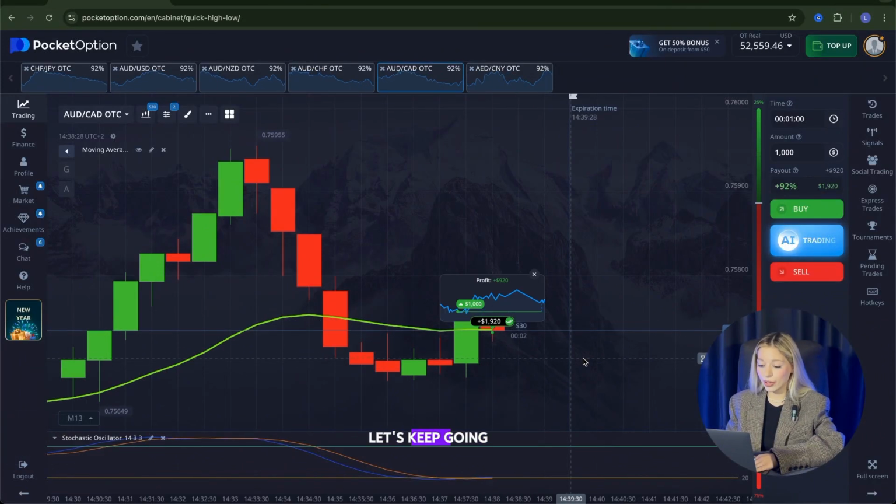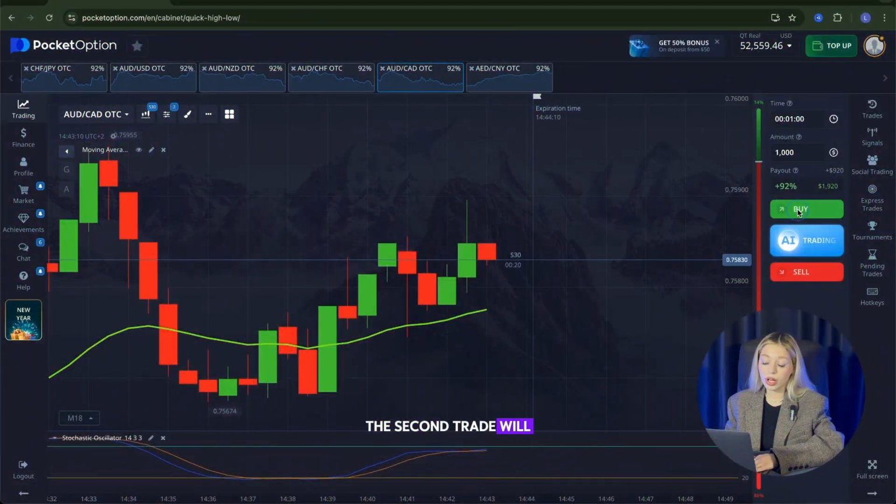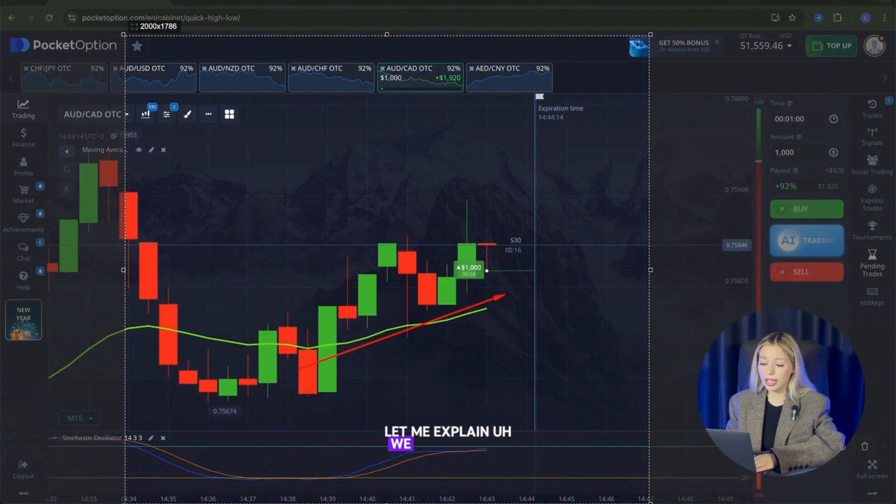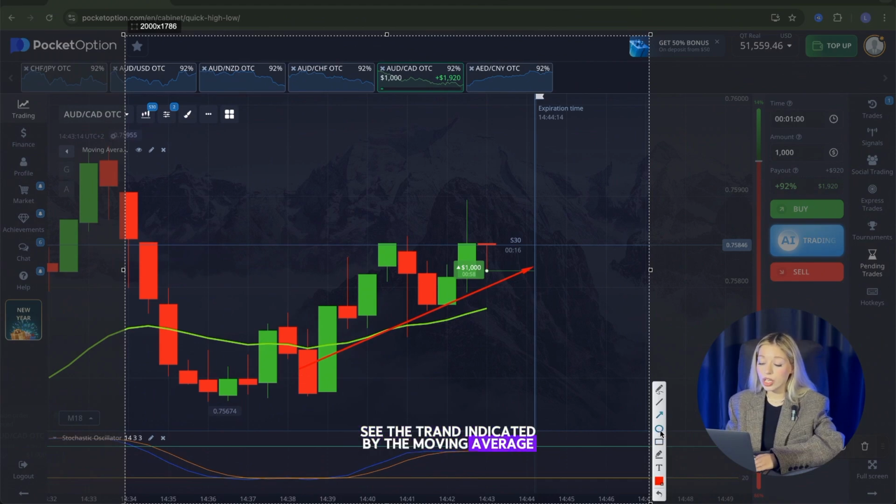Okay, let's keep going, guys. The second trade will also be an upward trade. Let me explain. We can clearly see the trend indicated by the moving average and the signal from the stochastic oscillator. This trade is a bit riskier since the oscillator is approaching the overbought zone. But with a 1 minute duration, I think we should still grab our profit.